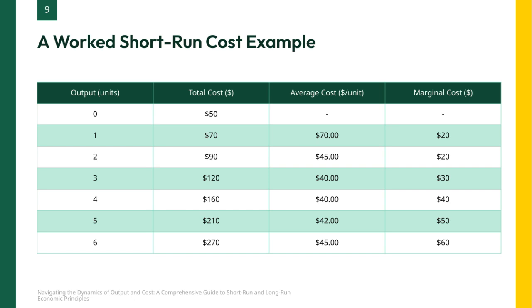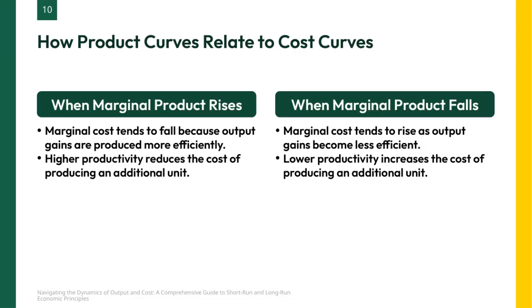Overall, this table helps us understand how costs behave as production levels change over short periods, which means productivity drops. As a result, the cost of producing each new unit goes up, causing marginal cost to rise. Understanding this relationship helps us see why product curves and cost curves move the way they do in response to changes in efficiency.